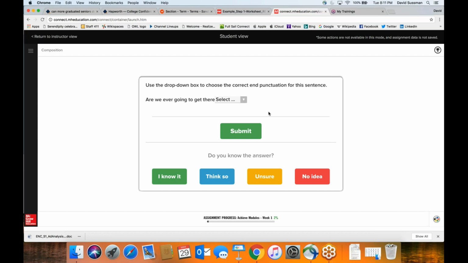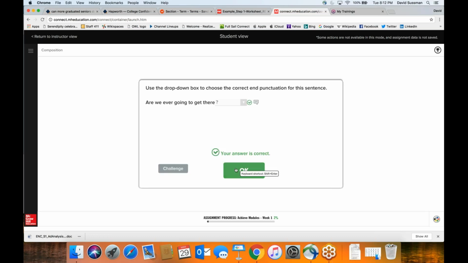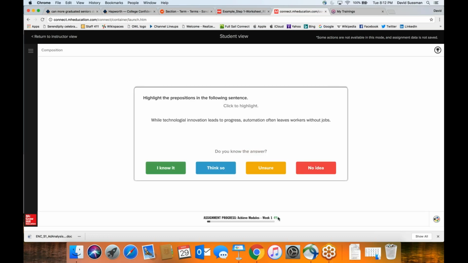Use the drop-down box to choose the correct punctuation for this sentence. Are we going to get there? Okay, that's a question, so we need a question mark. Are we ever going to get there? Okay, I know it. Submit. Answer is correct. Went up to 4%. So as soon as you get this to 100%, you're done. You get 100 for the assignments.